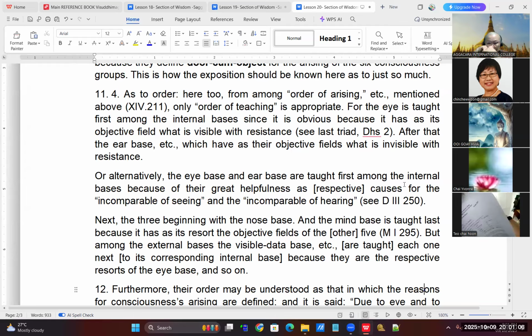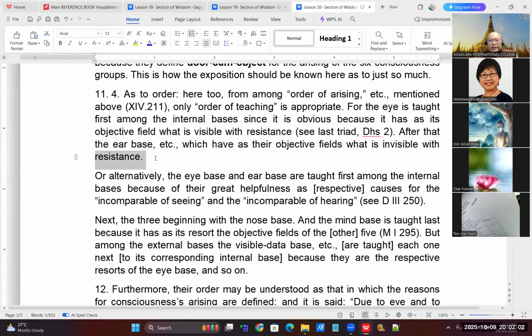Or alternatively, the eye base and the ear base are taught first among the internal bases because of their great helpfulness as respective causes for the incomparable seeing and the incomparable hearing. Next, the triad beginning with the nose base and the mind base is taught last because it has as its resort the objective fields of the other five. But among the external bases, the visible data base, etc., are taught each one next to its corresponding internal base because they are the respective resorts of the eye base and so on. Okay, thank you.